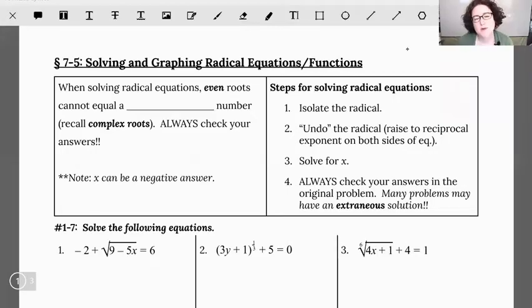In today's video, we are going to look at two topics: solving radical equations and graphing radical functions. So in our first piece, let's look at the equation part of this. When we're solving radical equations, we want to be very careful when we come across a problem that has an even root. So our index is even, like a 2 or a 4 or 6, etc.